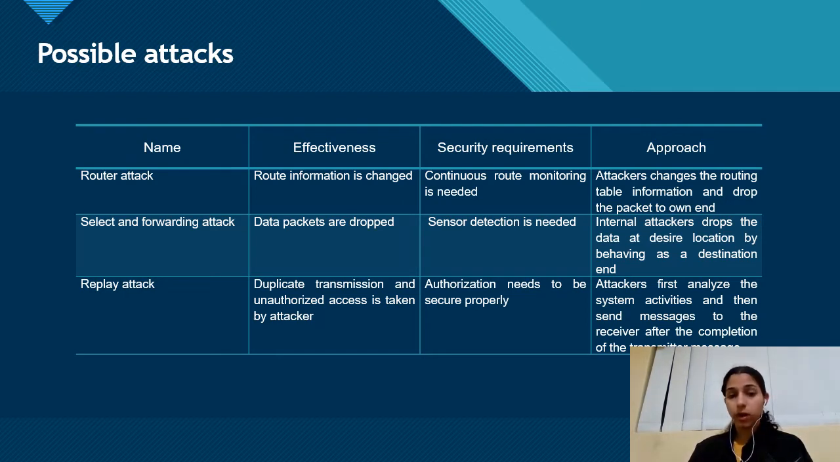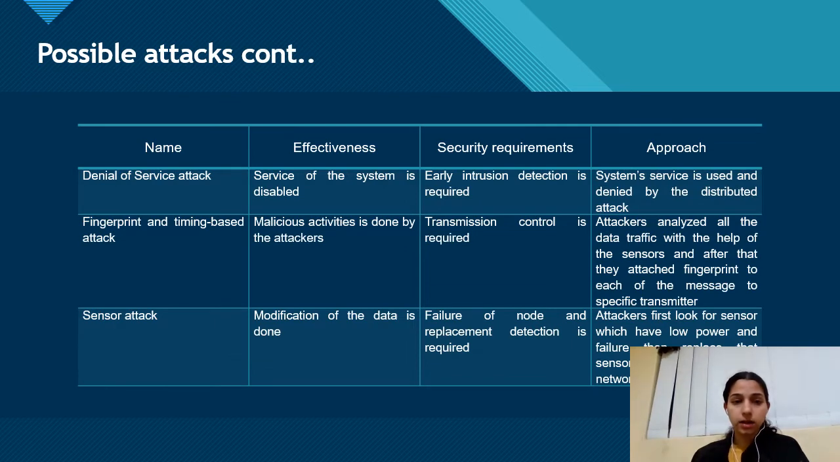Security requirements: sensor detection is needed. Approach: Internet attackers drop the data at the desired location by behaving as a destination end. Replay attack: duplicate transmission and unauthorized access is taken by attackers. Security authorization needs to be secured properly. Attackers first analyze the system activity and then send a message to the receiver after the completion of the transmitter's message.